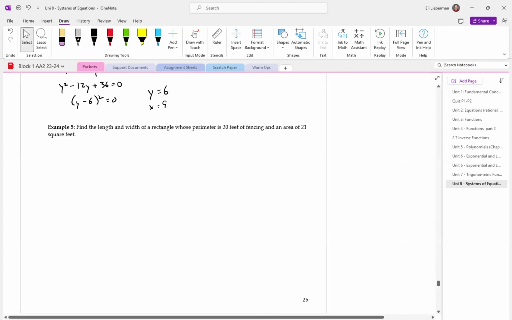And lastly, find the length and width of a rectangle whose perimeter is 20 feet of fencing and an area of 21 square feet. I think you could do that. I'll let you have some time for your homework. What do you think? Okay.